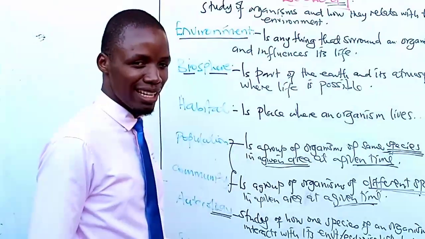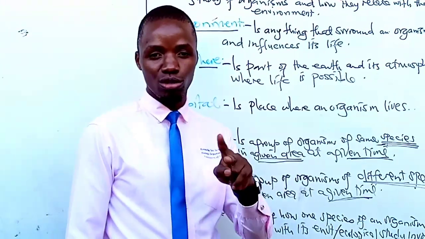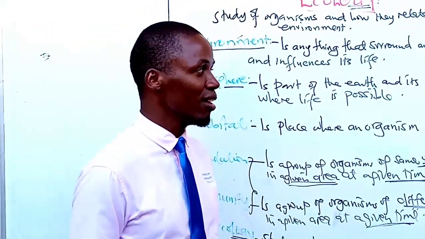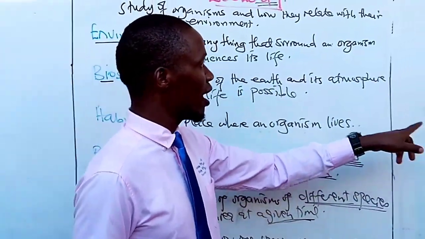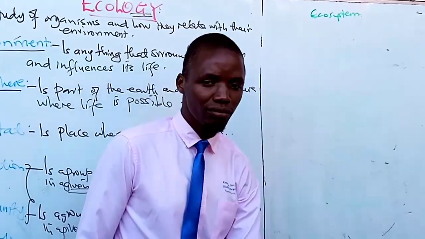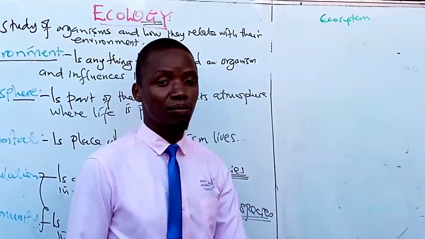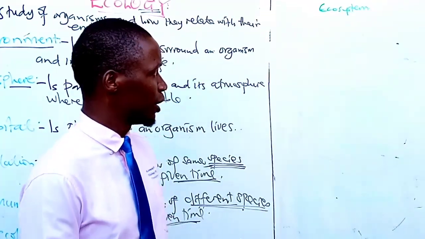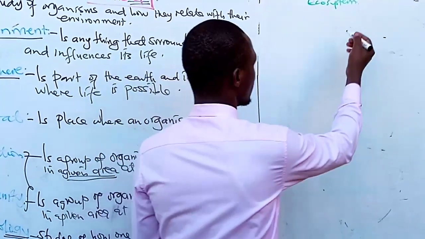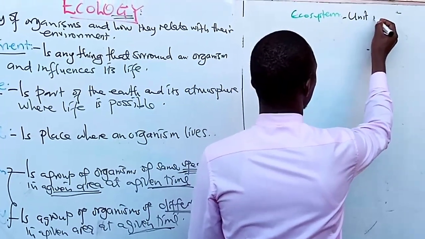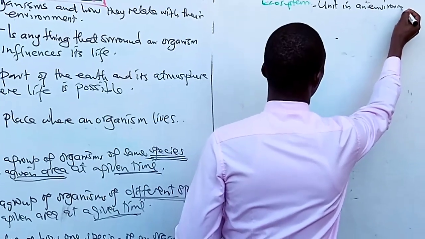That is my ecological study, called synecology, because I am dealing with two species and how they interact with their environment. Then, another term we also have is what you call ecosystem. Ecosystem, I know most of you might have even heard about this. Ecosystem is simply a unit in an environment.